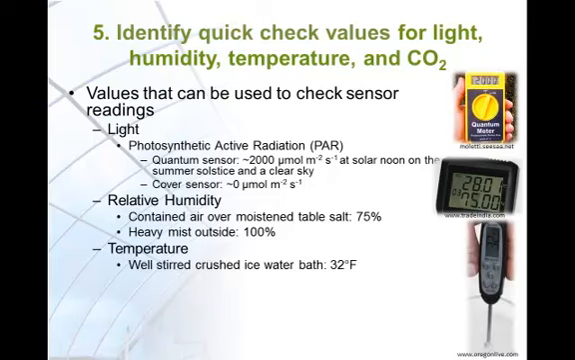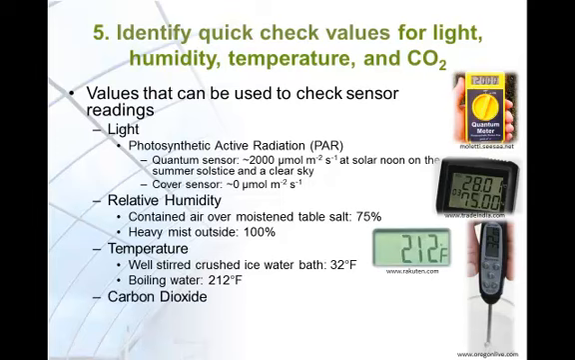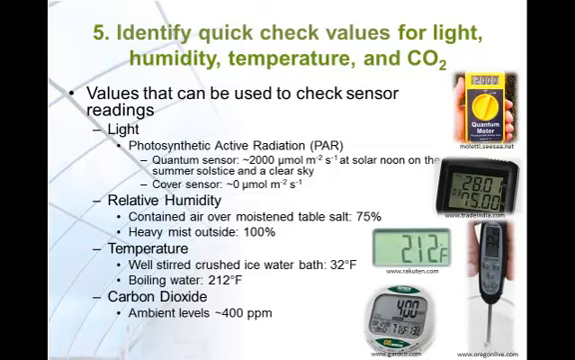For temperature, a well-stirred crushed ice bath is 32 degrees Fahrenheit or 0 degrees Celsius. Boiling water is 212 degrees Fahrenheit or 100 degrees Celsius. For carbon dioxide, according to the National Oceanographic and Atmospheric Association, ambient levels have reached about 400 parts per million. Ambient levels fluctuate by season, proximity to combustion systems, proximity to animals, and proximity to people. Accuracy is typically about plus or minus 50 parts per million. Nonetheless, ambient levels are a good quick check.